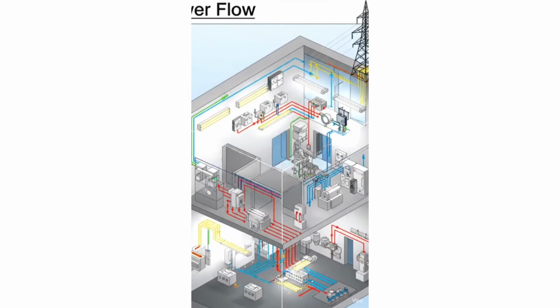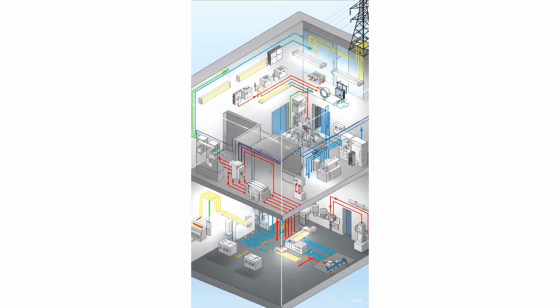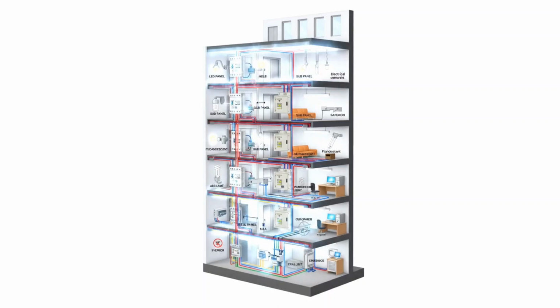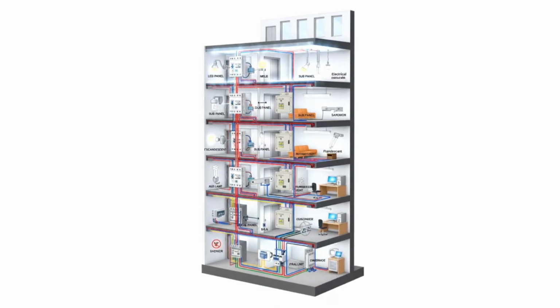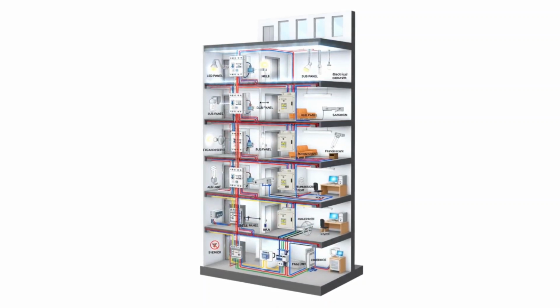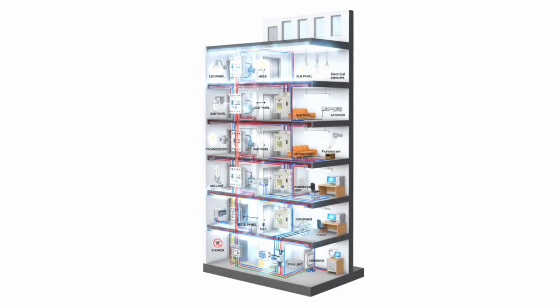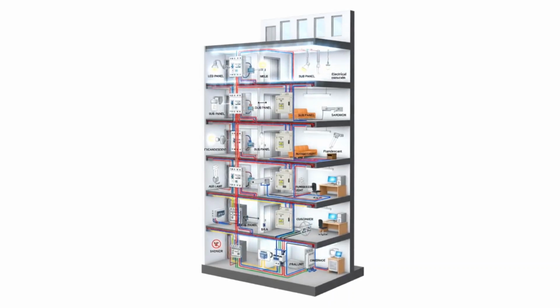First, let us understand what an electrical system is. An electrical system supplies power and lighting to a building. It supports daily activities such as lighting, air conditioning, elevators, computers, and other equipment.